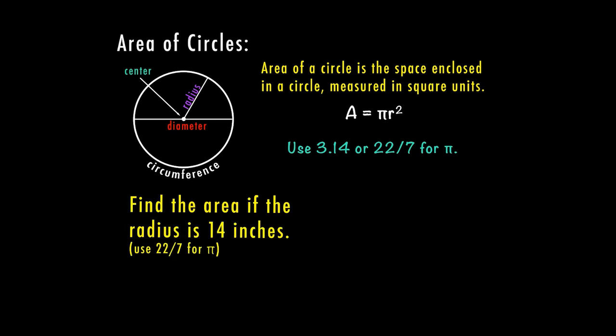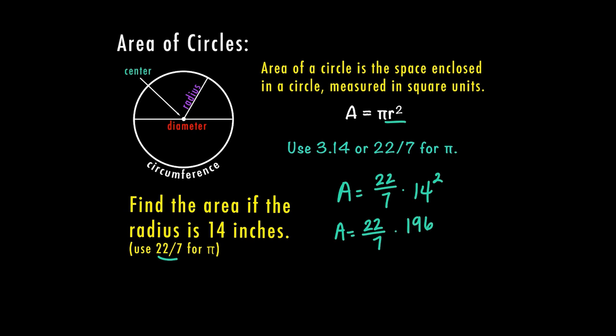For this one, we want to find the area if the radius is 14 inches. So now we're going to use our formula, area equals, and in this case, we want to use 22 over 7 for pi times 14 for the radius, and we have to square the radius. So once we plug it in, we just have to solve our formula here. In this case, they usually tell you to use 22 over 7 to make it a little bit simpler.